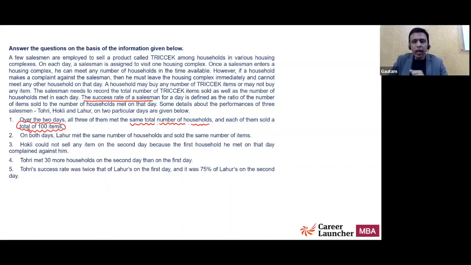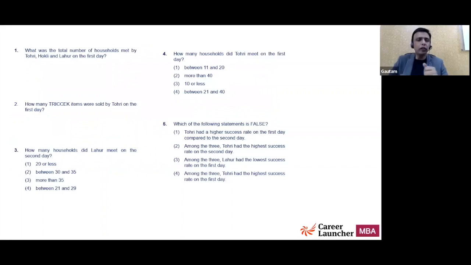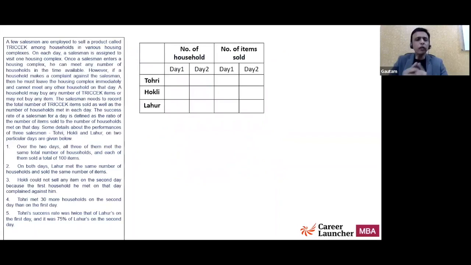If I have to go by this question, there were 5 questions that followed it, talking about items sold by Lahore, Tory, Hockley and all that. I will try to figure out the table, the number of households that each of them visited on each day and the number of items sold. We are very clear they have to sell a total of 100. Starting with the first, we have already figured it out.